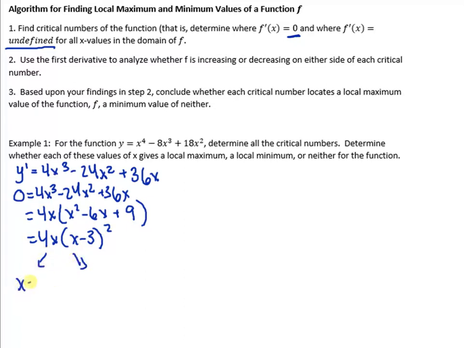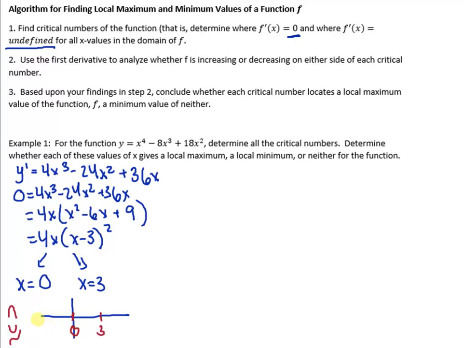Okay, let's solve for when this function equals 0. So we get x equals 0, and we also have x equals 3. Okay, so far what we know is that we have a function, and at 0 there's either going to be a max, a min, or maybe nothing. Okay, and then also at 3. Okay, so there's our interval right there.